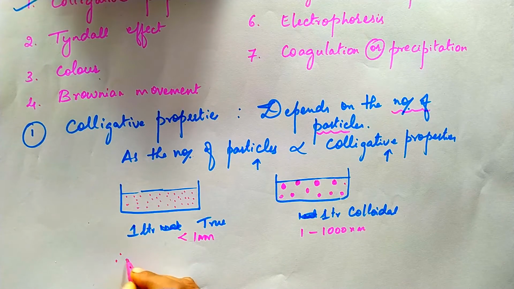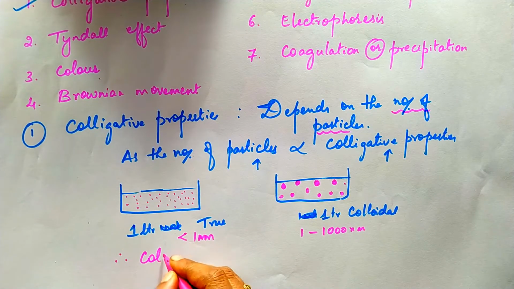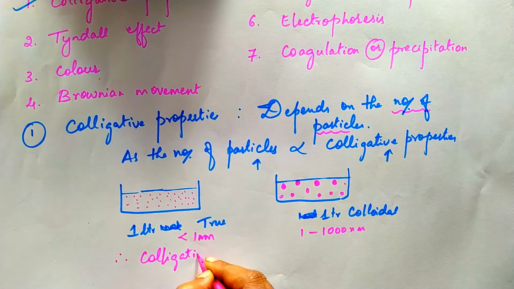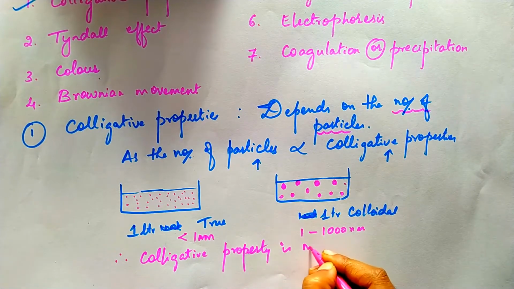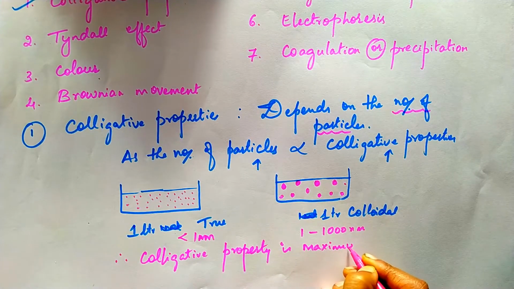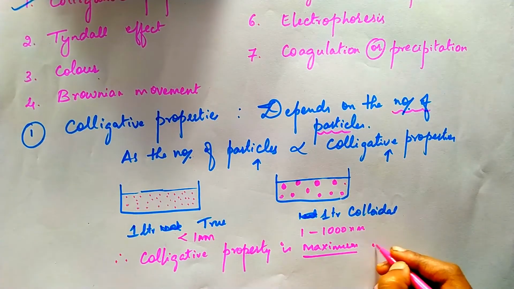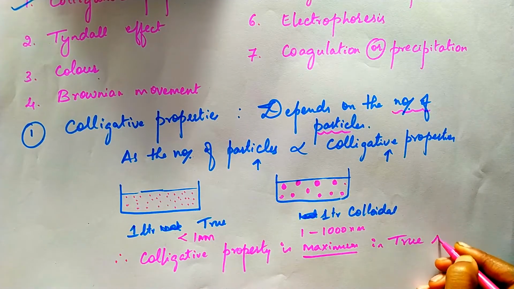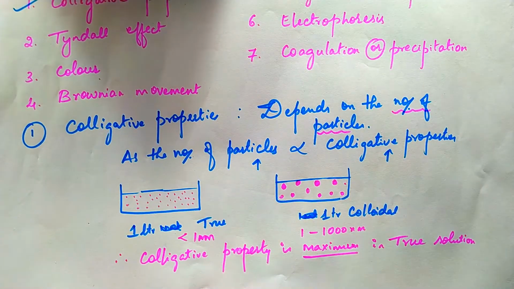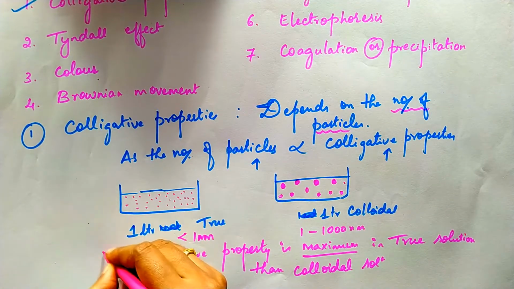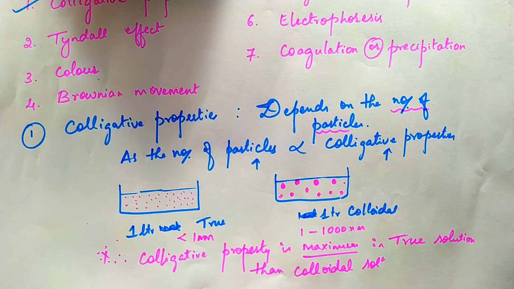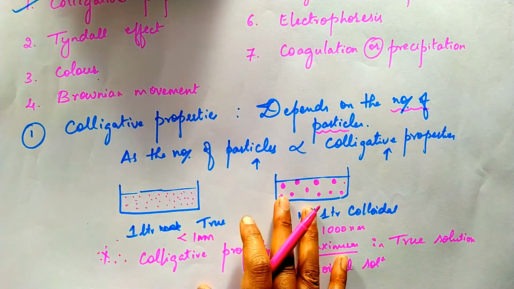Therefore, colligative property is maximum in the true solution when compared to the colloidal solution. This one is important. This is the first property of a colloidal solution.